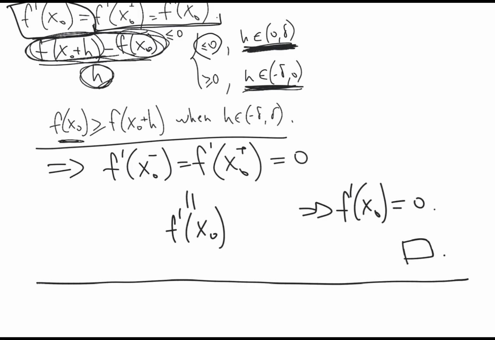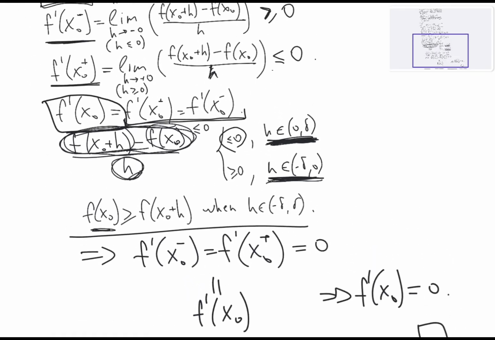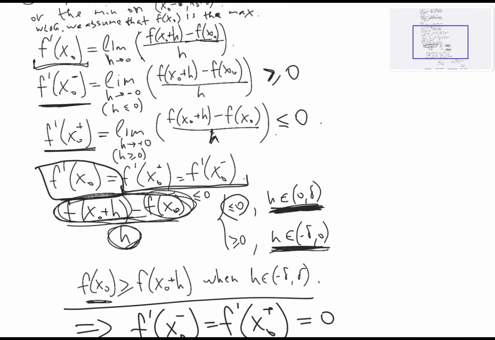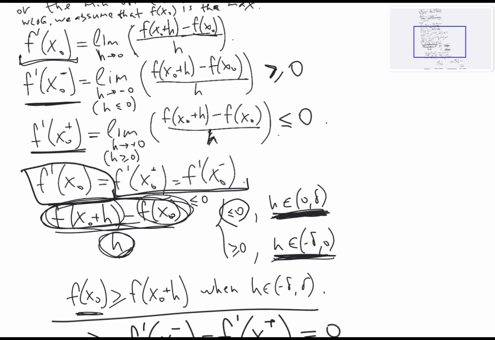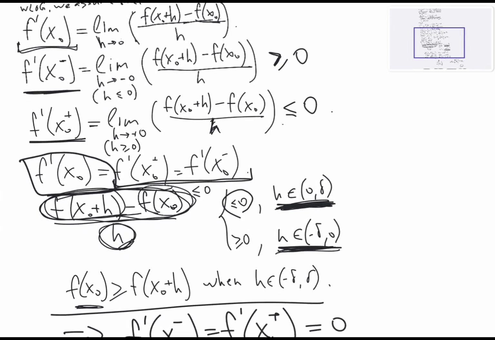But just once more to reiterate that we used here that the function is defined on both sides. To consider both the right hand limit and the left hand limit, we use that x0 is an internal point in the interval. So the function has to be defined on both sides of x0.